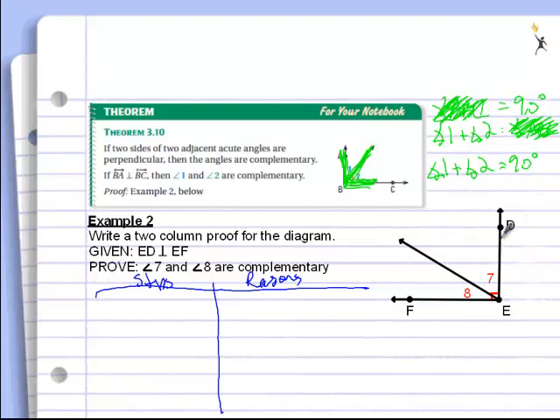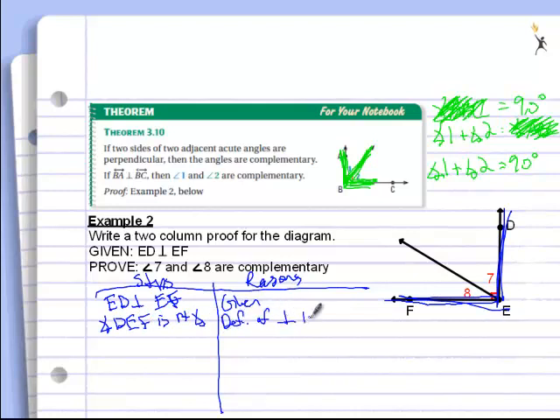We're given that angle DEF is perpendicular. We're given that ED and EF are perpendicular, meaning, well, let's start off. ED is perpendicular to EF. That is given. What that actually means is that angle DEF is a right angle, and that's just the definition of perpendicular lines.